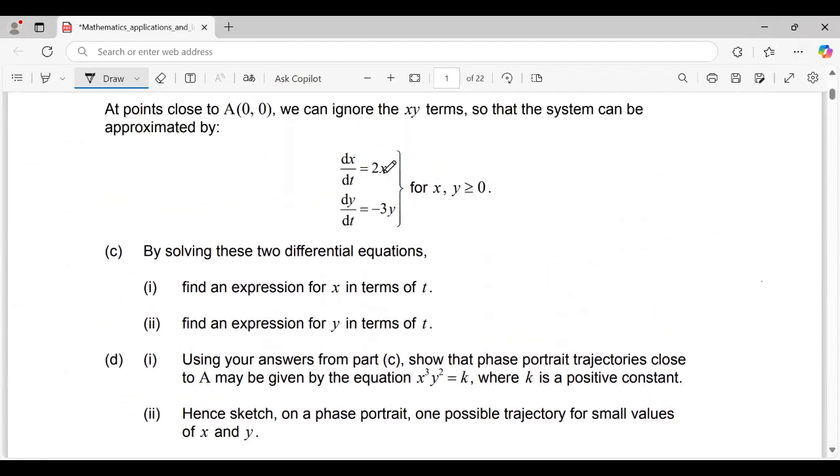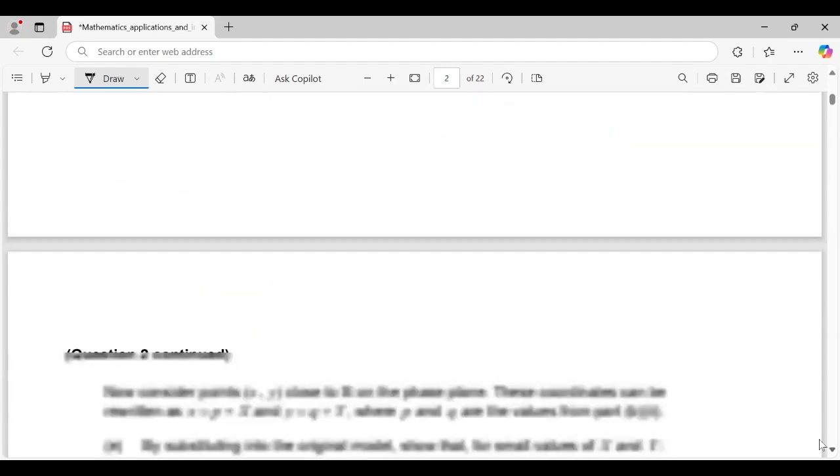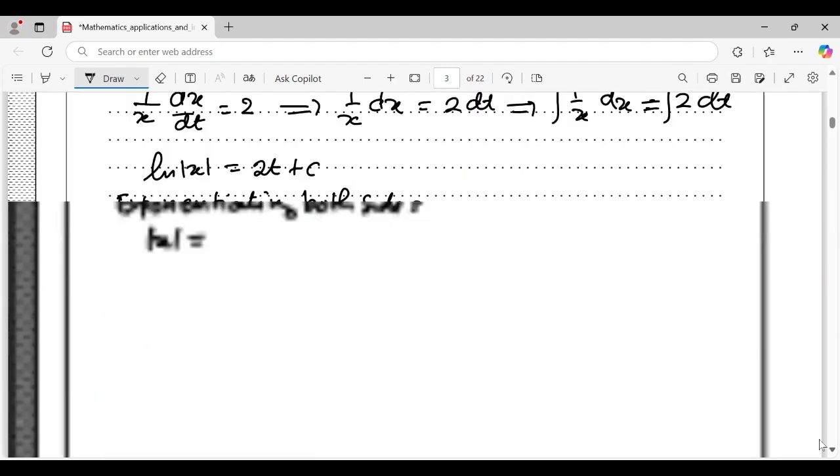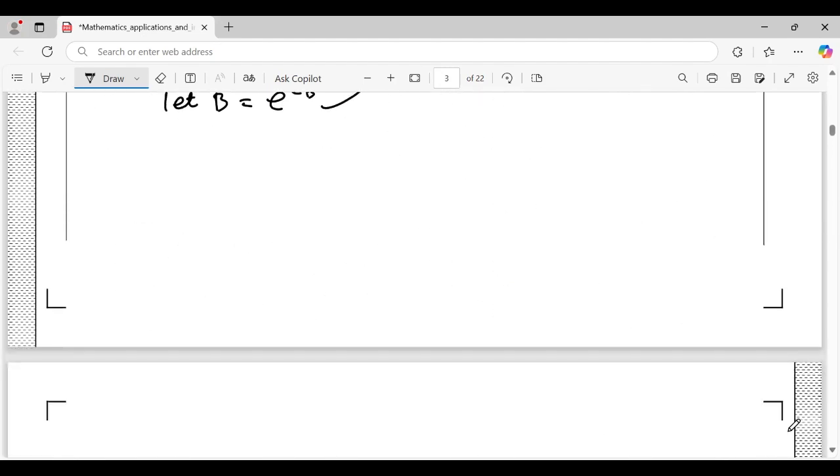Okay. So dx/dt equals x and dy/dt equals minus 3y. Using your answer from part C, 1 and 2, show that the phase portrait trajectories close to A may be given by the equation x cubed y squared equals k, where k is a positive constant. The second part: hence, sketch on a phase portrait one possible trajectory for small values of x and y.